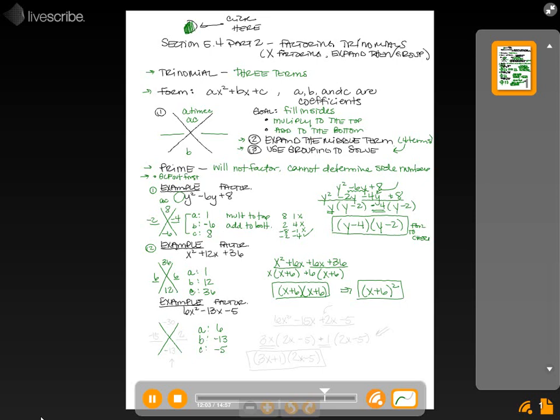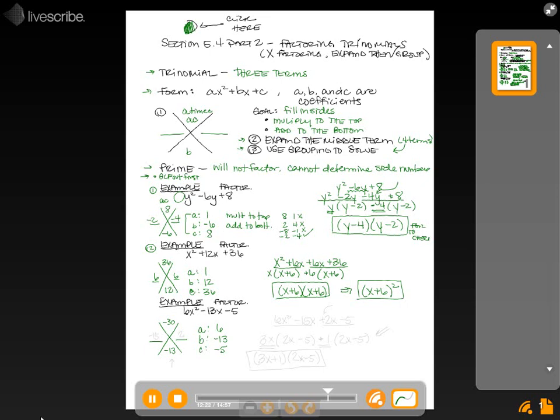Alright, a times c on top, 6 times negative 5 ends up being negative 30. And on the bottom, we have negative 13. We want to come up with those two side numbers. Well, what two numbers multiply to negative 30 but add to negative 13?